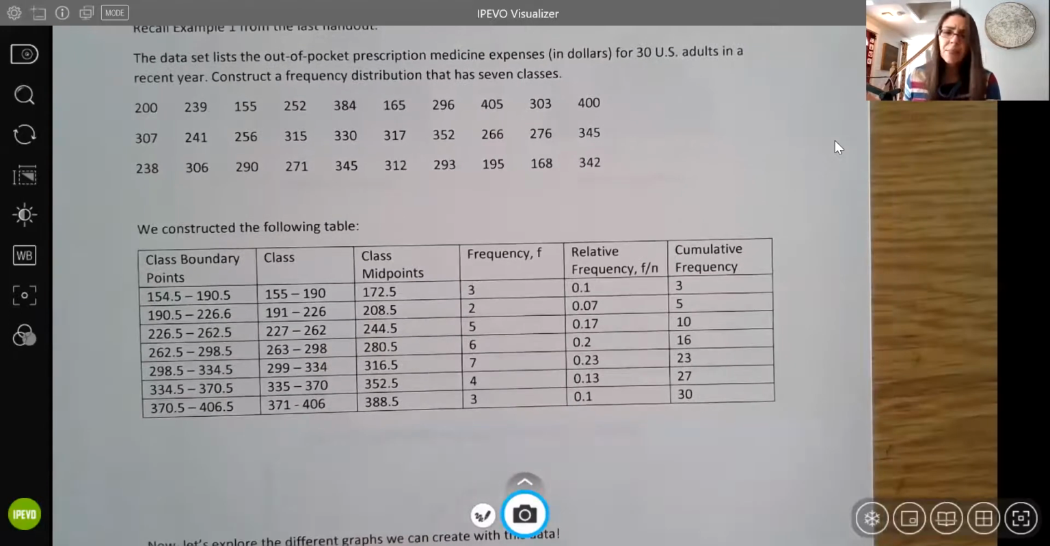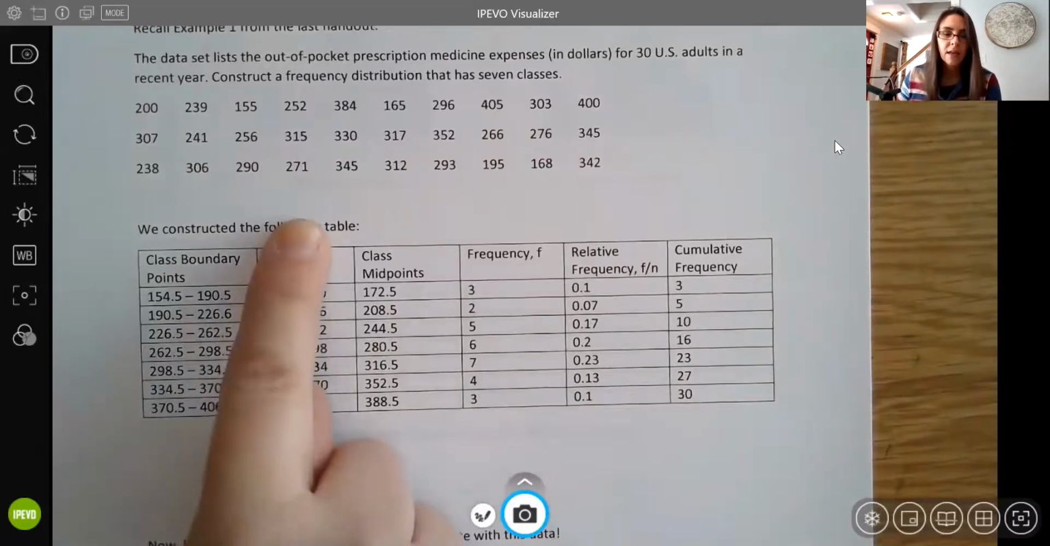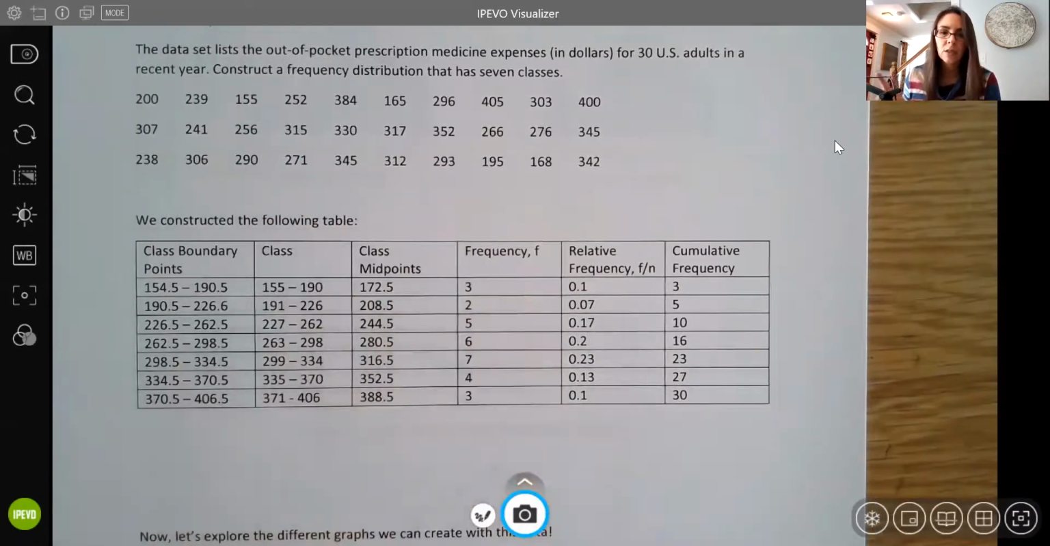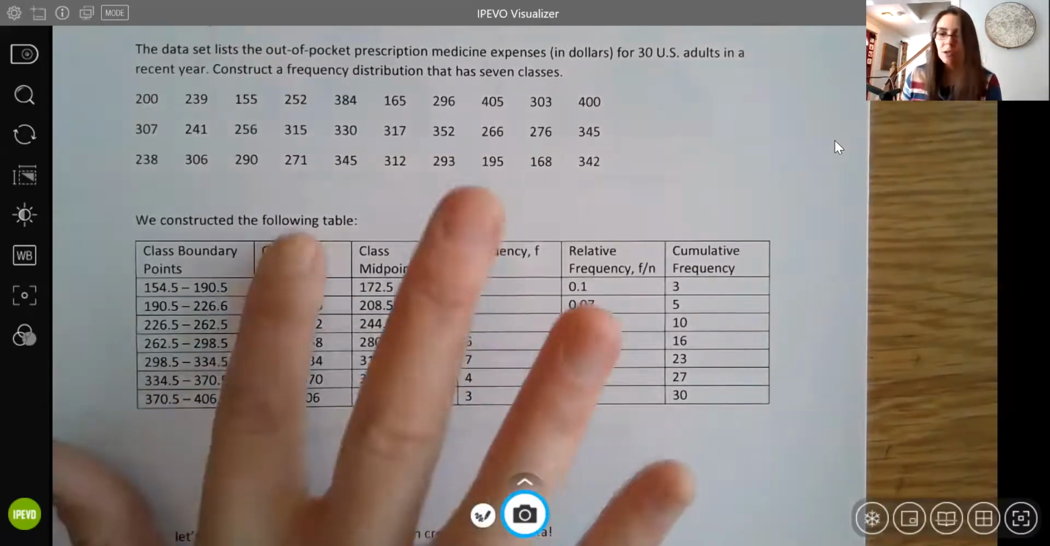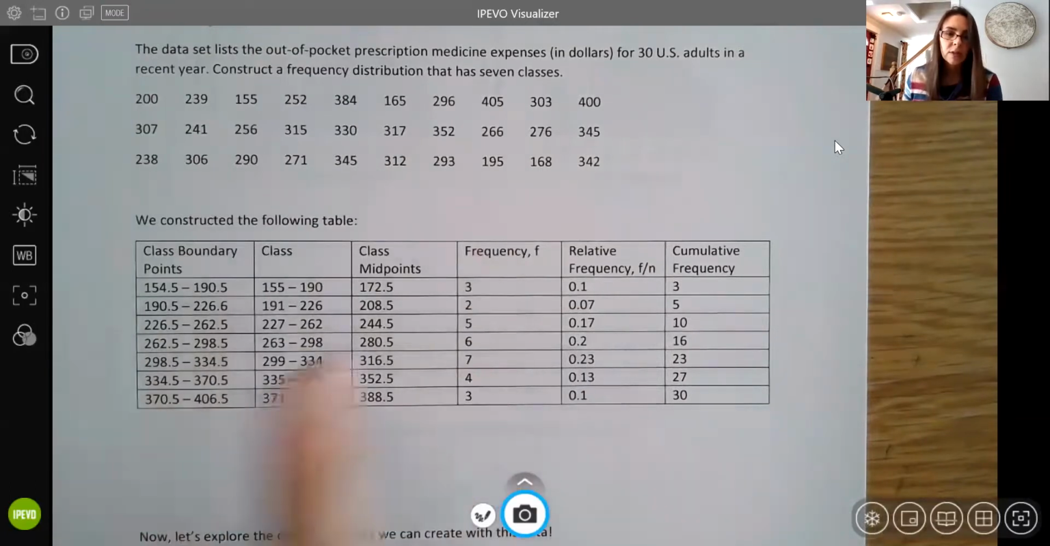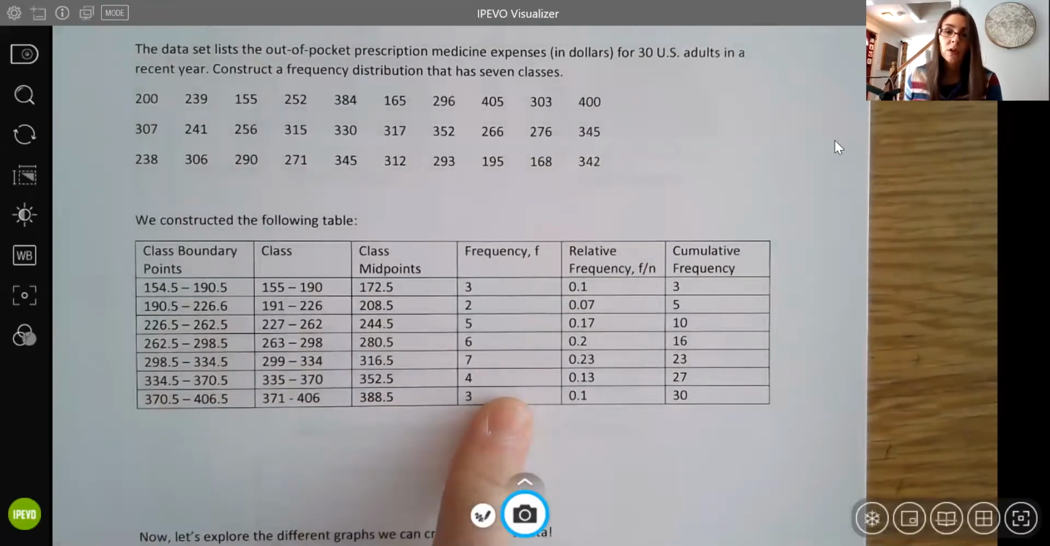So typically when you're doing a frequency table, usually we have the class and we have the frequency. Those are the main two pieces that you need, right? So you need your classes, which are your intervals, and then you need your frequency, which are your counts. So how many data points are in each interval.